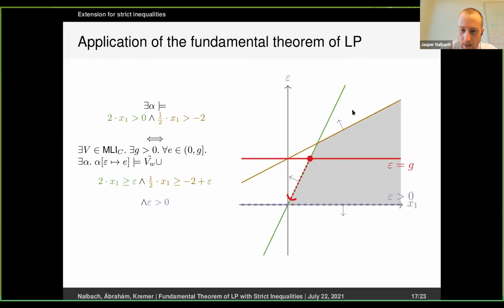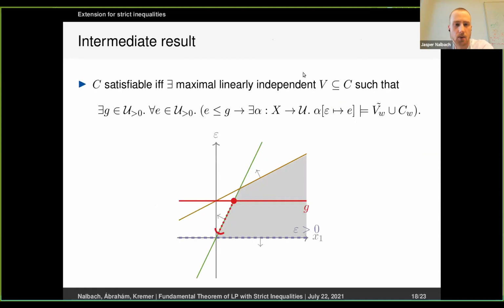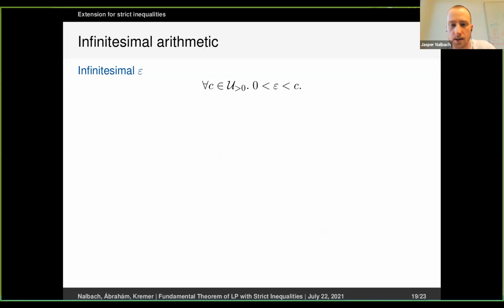And after we have done that, we get this intermediate result here, which looks a bit unhandy as it still contains the quantifier alternations, which we want to get rid of in the following. And we do this by now interpreting this variable epsilon as an infinitesimally small value. We define this as a positive value which is smaller than any other value from our vector space U.